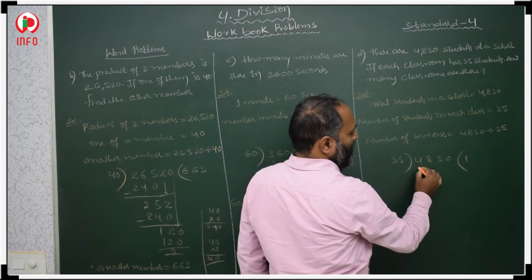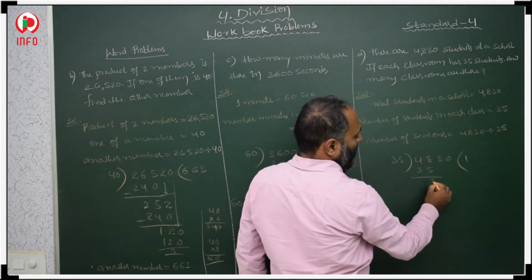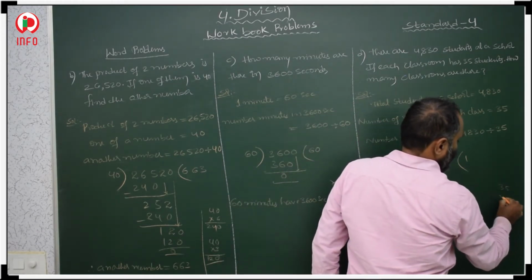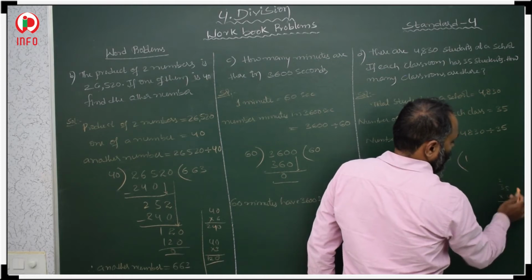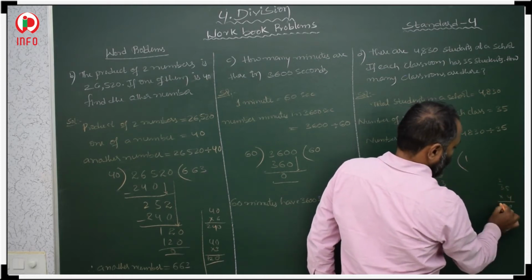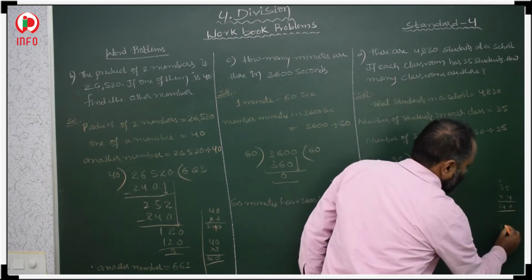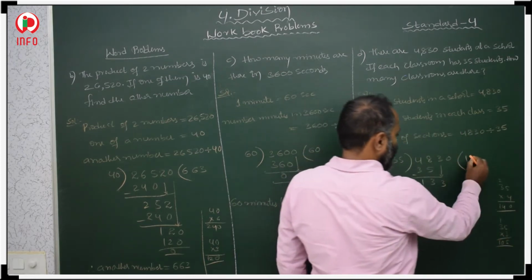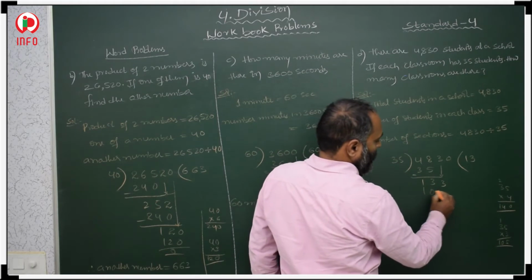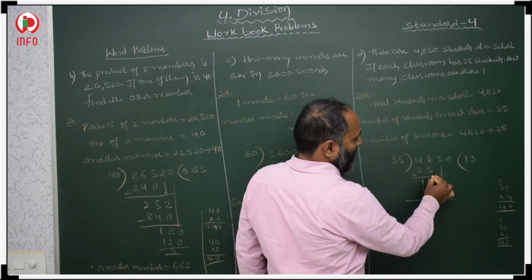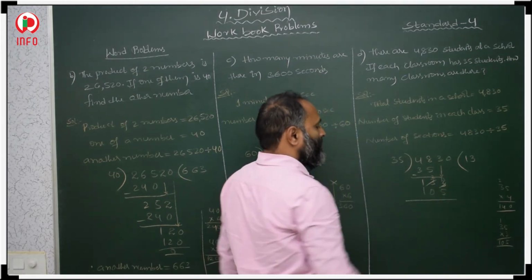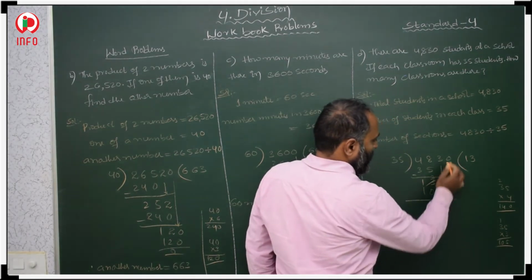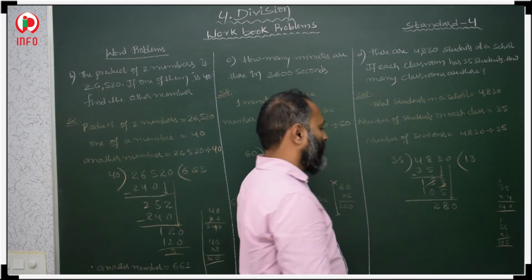First 35 ones are 35. Then 3 1. Now we take 3. 35 4s are 4 5s are 20. 4 3s are 12, 13, 14. It is more. 35 3s are 3 5s are 15, 3 3s are 9, 1 is 10. 35 3s are 105. Now we borrow from here. Here we get 13. 13 minus 5 is 8. 2 minus 0 is 2. Now you take this 0. 280.